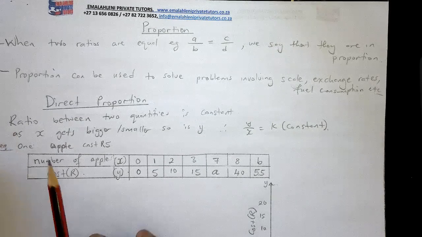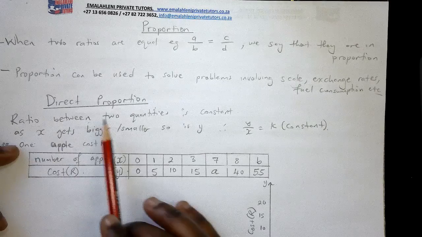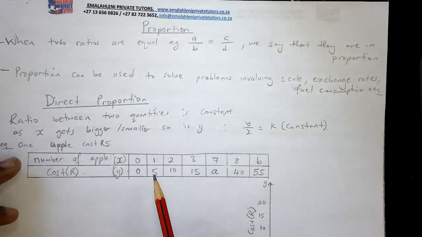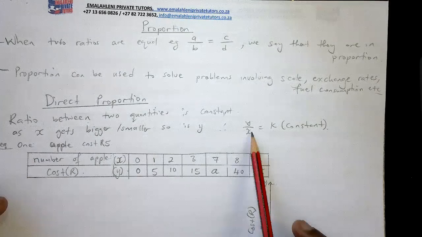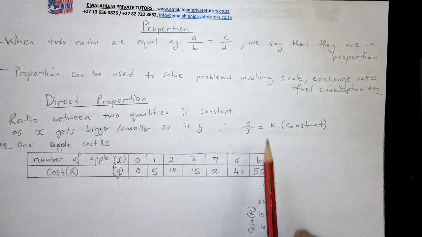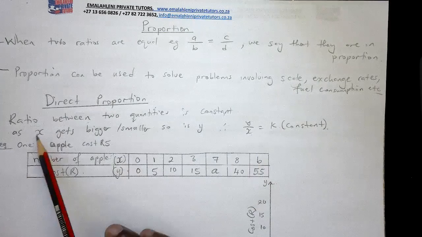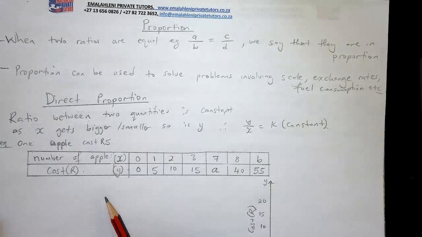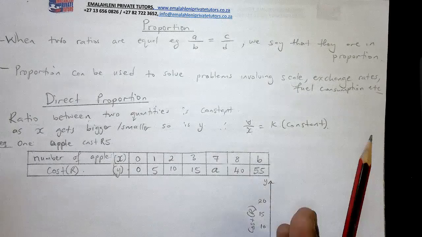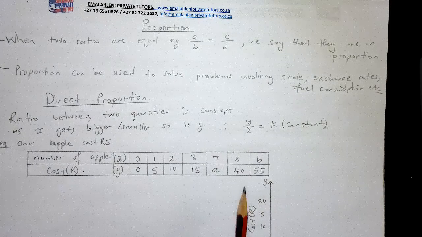Direct proportion means that the ratio between two quantities is constant. Ratio between two quantities is what? Is constant. Now, remember, y over x is supposed to give us a constant, which is k. So here, as x gets bigger or smaller, so does y. As you increase x, your y is also increasing. As you decrease x, y also decreases.